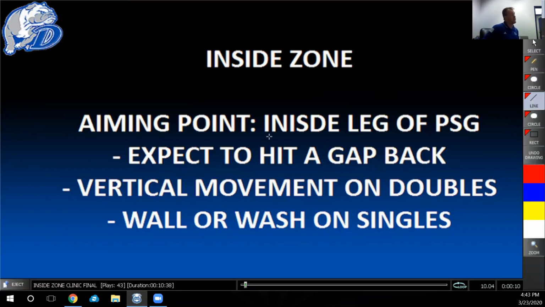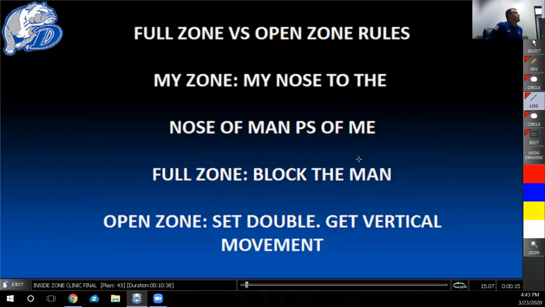But yeah, so again, inside zone, downhill running play. It's not an automatic cutback, but we do expect it to hit A-gap back most of the time. That's frontside A-gap back, but a big thing for me is not overcoaching the running backs. I don't want to get them thinking too much. So let me jump into this.